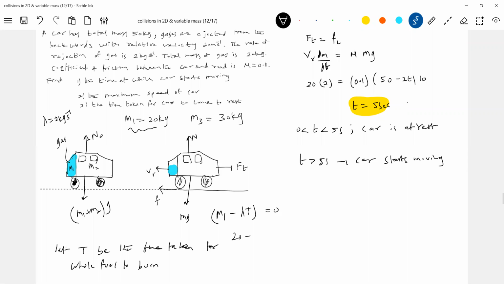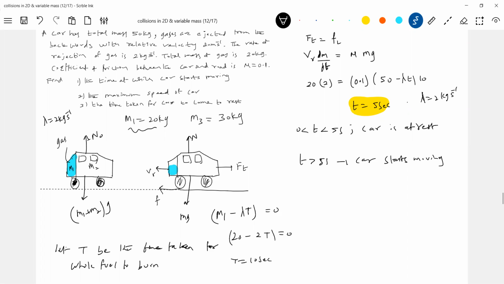Now let me put a symbol here. It will be easy for you. So here also, if you want, write lambda. So 20 minus 2 into this. So what is T equal to? 10 seconds.